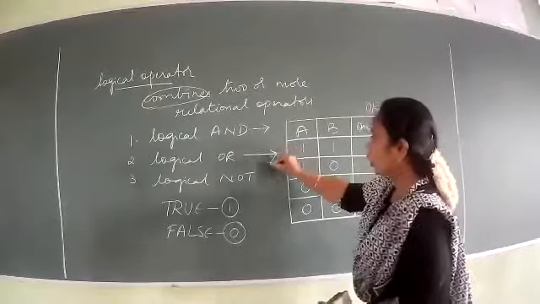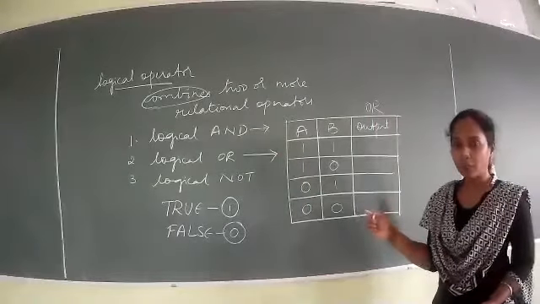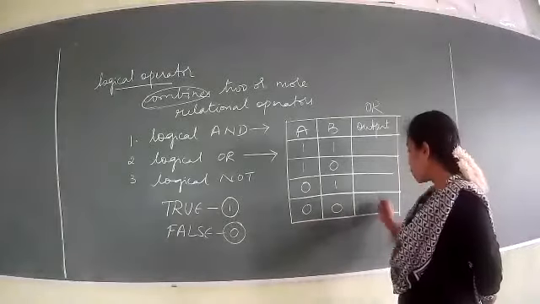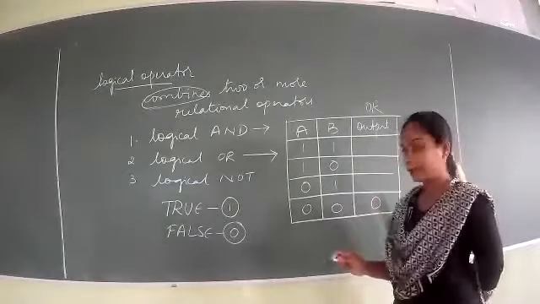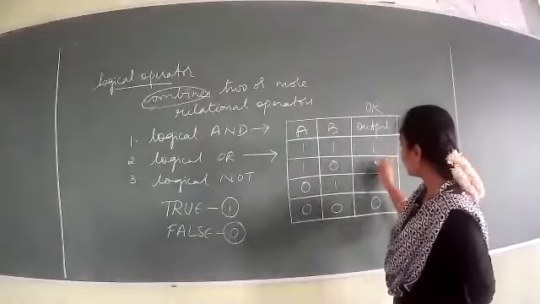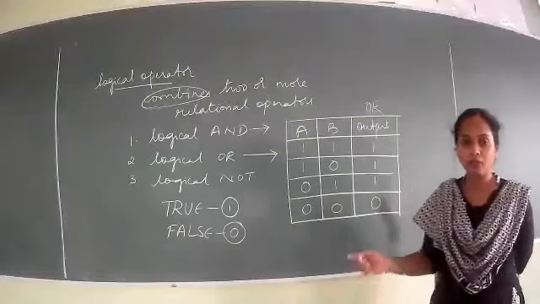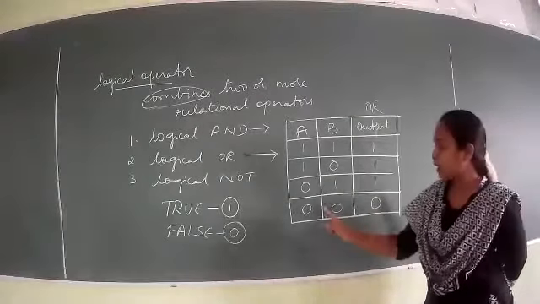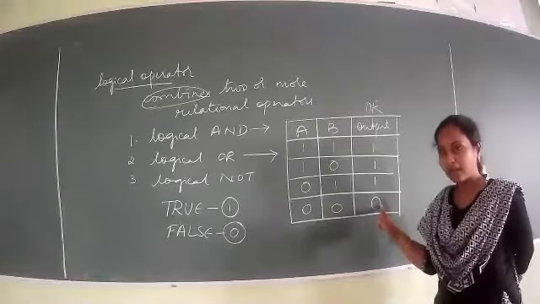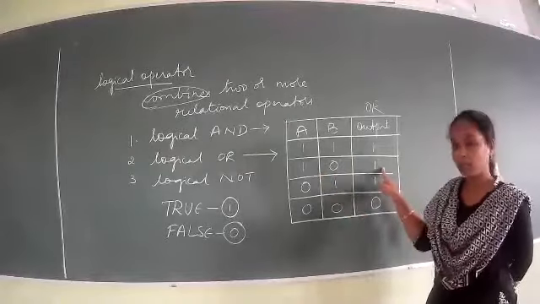The logical OR operator is vice versa to the AND operator. In the OR operator, when both the inputs are false, the output will be false, and if any one of the inputs is true, the output will be true. Is it clear? For the logical OR operator, if both the inputs are false, then the output will be false, and if any one of the inputs is true, then the output will be true.